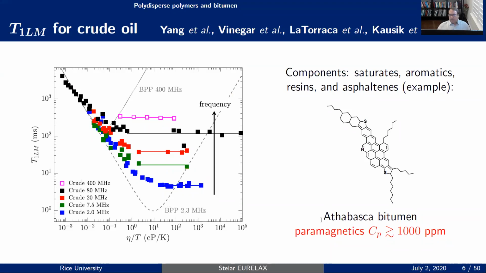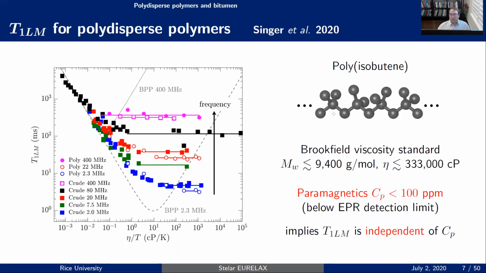I should note the 2 megahertz were the Athabasca bitumen, the oil sands in Canada, have a very large amount of elemental paramagnetics, larger than 1,000 parts per million. And there's of course also the radicals. And so these crude oils do have a lot of paramagnetics. But now let's compare this to the polymers, which do not have any paramagnetics.